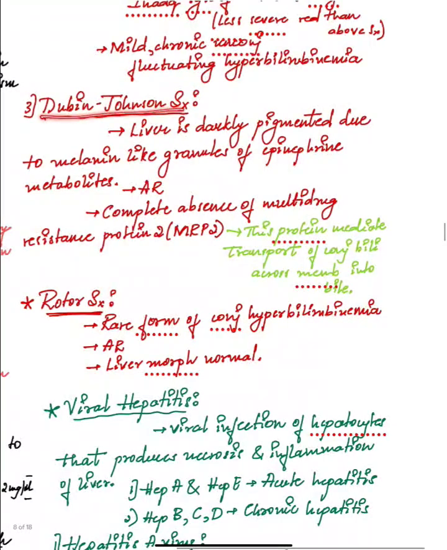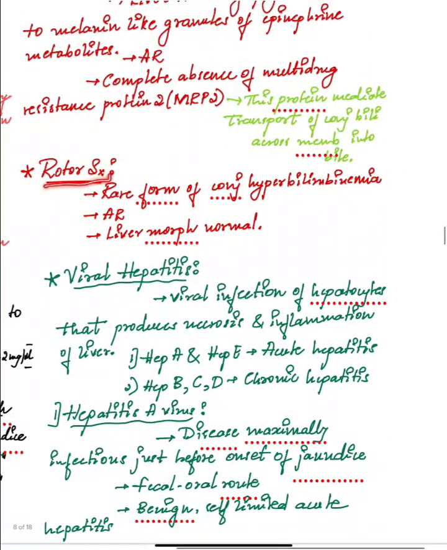Now coming to Dubin-Johnson syndrome. In this, the liver is darkly pigmented due to melanin-like granules of epinephrine metabolites. It is also autosomal recessive. There is complete absence of multidrug resistance protein 2, known as MRP2. This protein mediates the transport of conjugated bilirubin across the membrane into the bile. This is the main important function of MRP2, and complete absence of this MRP2 leads to Dubin-Johnson syndrome.